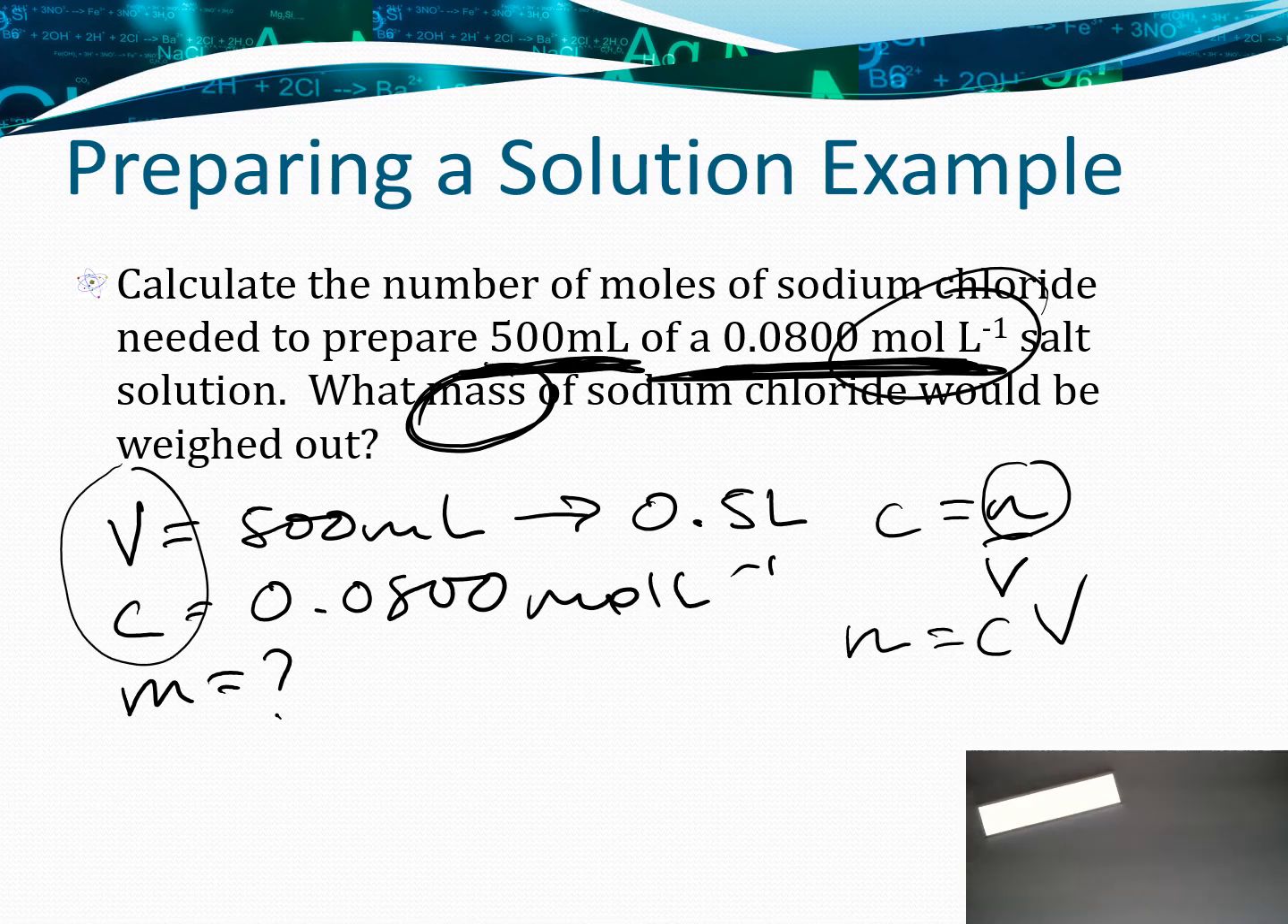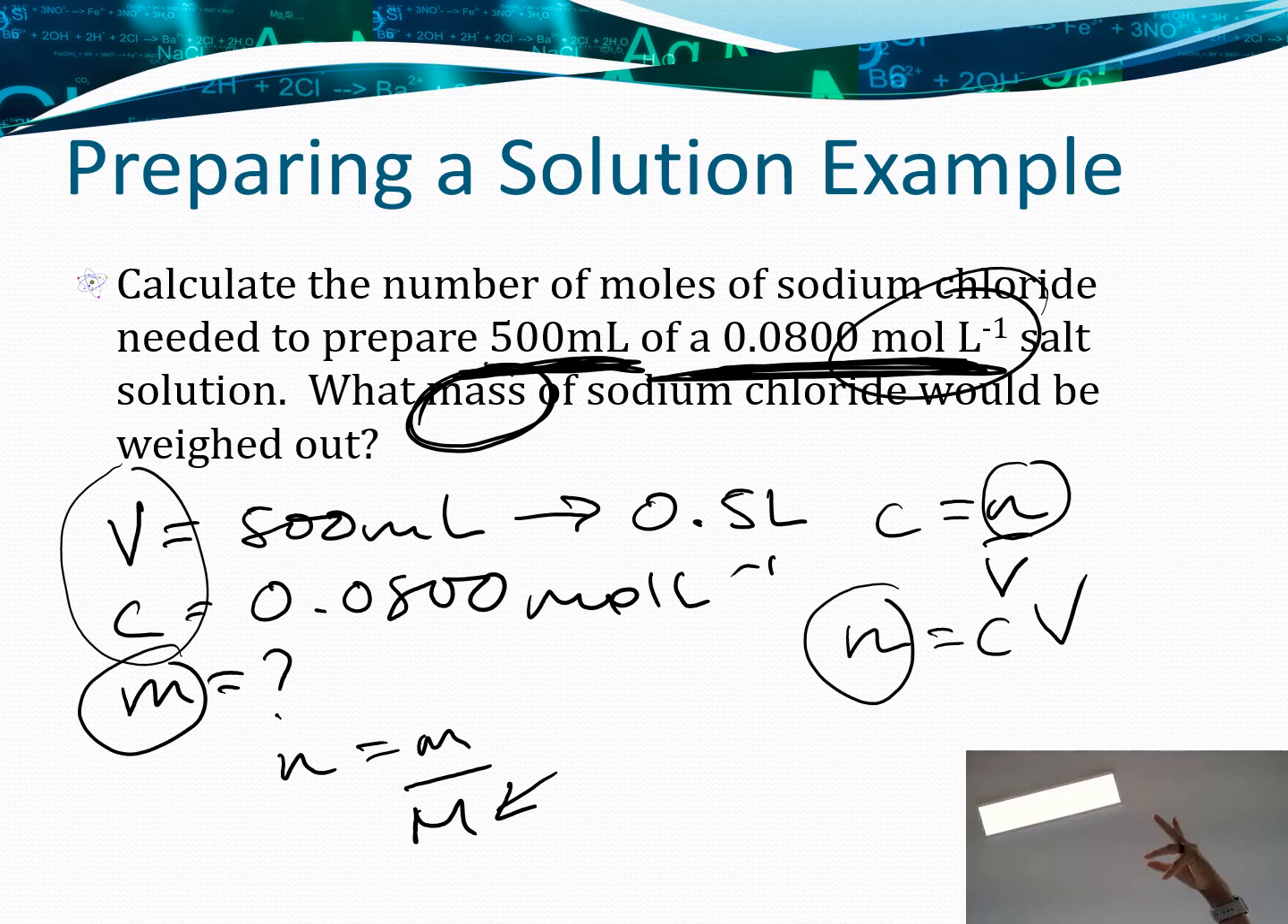Now that I know moles, and I'm trying to figure out mass, I know that the formula n equals small m over big M connects those two things together. And then I can figure out the molar mass of salt, and use that information to calculate the mass. Does it make sense? If you read a question and write down what those things are with the letter that they represent, that can help you figure out what formula you need to use to then do some calculations.